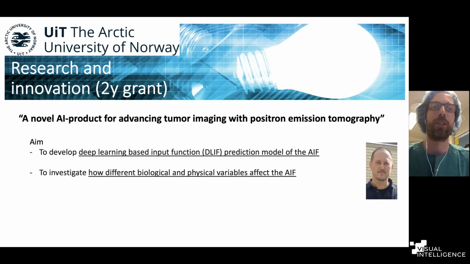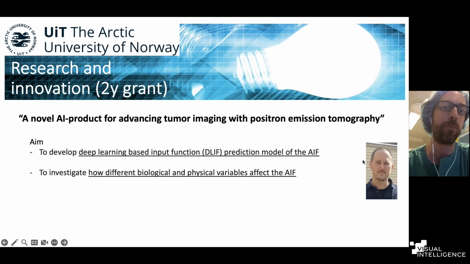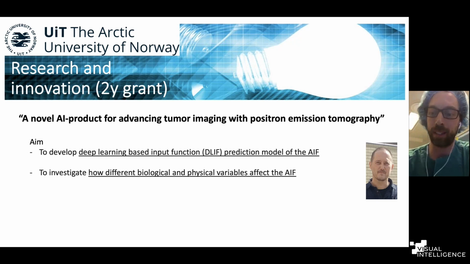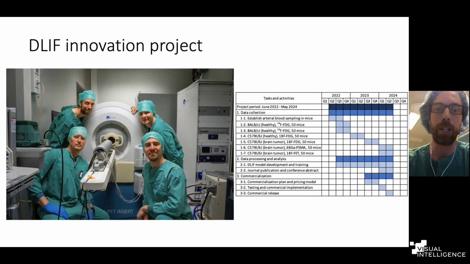So just to tell you a bit more about this 2-year grant that we got. We got money to hire a biologist in our group to collect more training data. So basically to develop this idea into a working model. And one of the things we started with was to investigate how different variables affected the shape of the input function, because we wanted to know how robust, how similar must the training data be to train models, and we needed to validate this properly.